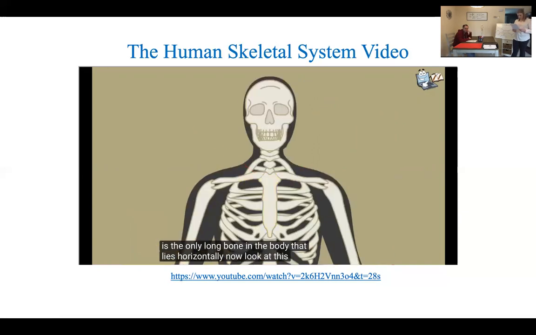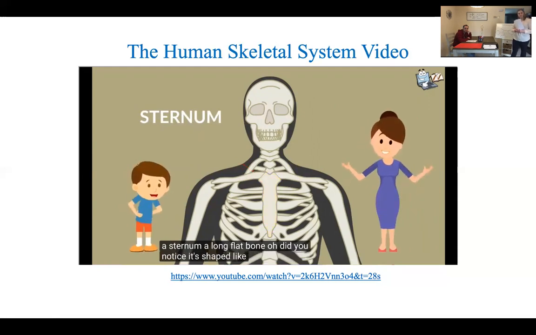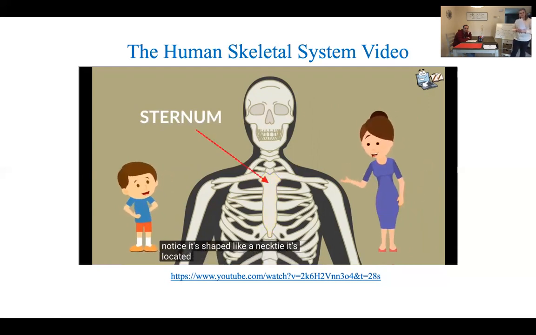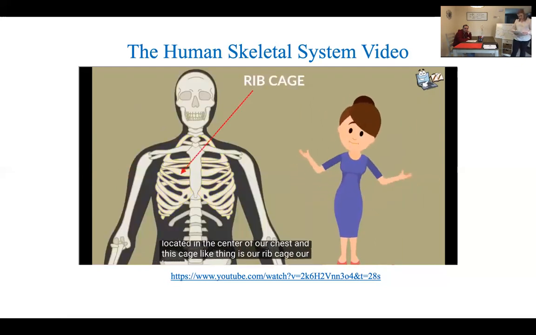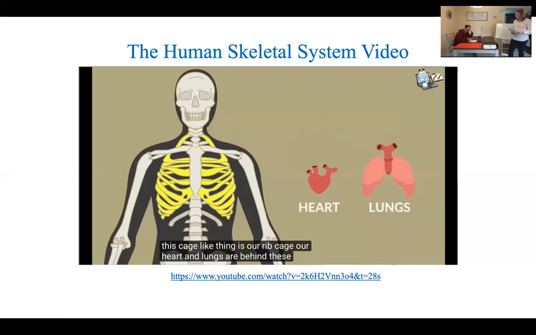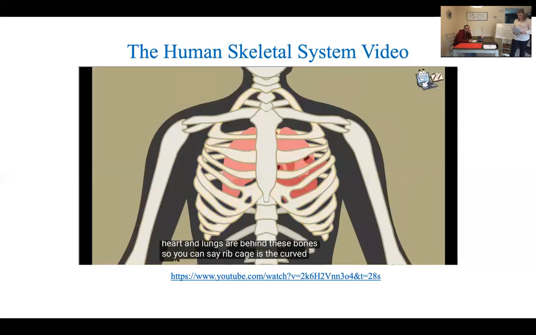Now, look at this. It's a sternum, a long, flat bone. Oh, did you notice? It's shaped like a necktie. It's located in the center of our chest. And this cage-like thing is our rib cage. Our heart and lungs are behind these bones. So you can say the rib cage is the curved wall of ribs that surrounds and protects our heart and lungs.